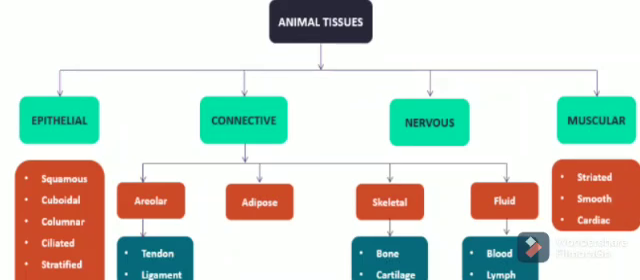Animal tissues. These are the tissues present only in animals. Different types of animal tissues are epithelial tissue, connective tissue, muscle tissue, and nerve tissue.